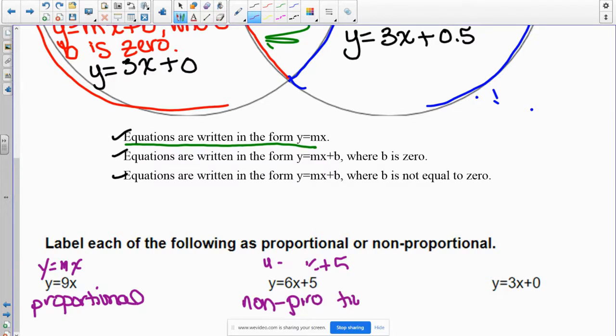Let's start that again. So y equals mx plus b. Again, that's non-proportional.